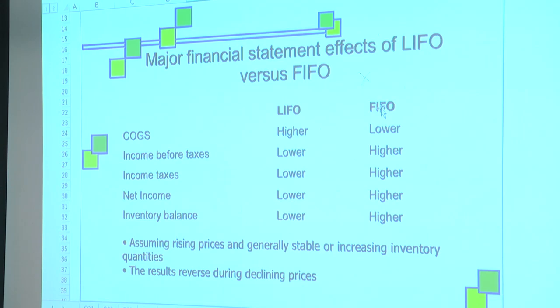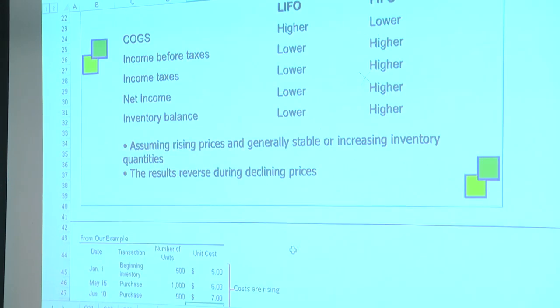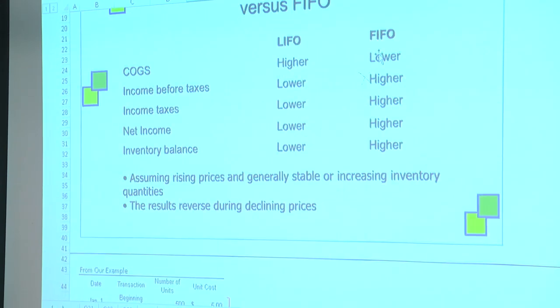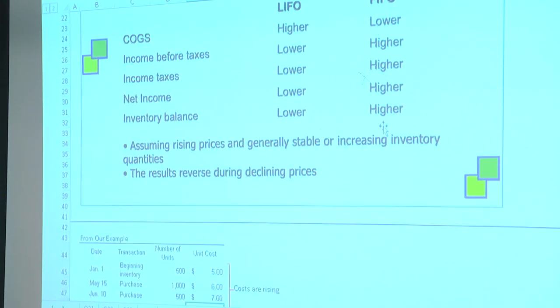And just as practice, say, okay, FIFO, cost of goods sold, try to see in your own head, okay, this is lower, which has to make the inventory balance higher. If cost of goods sold are lower, that's going to make our income higher. And if our income is higher, then our income taxes will be higher. So each one of these things leads from the other.